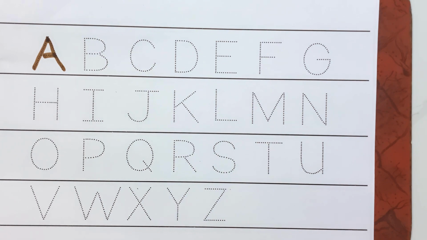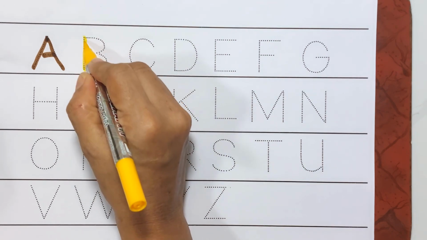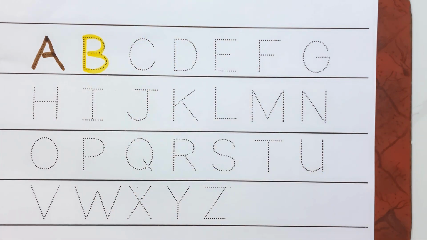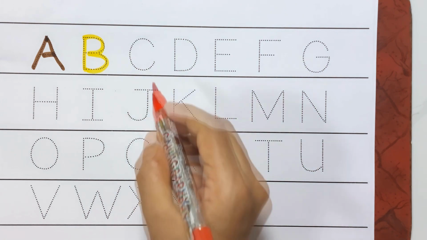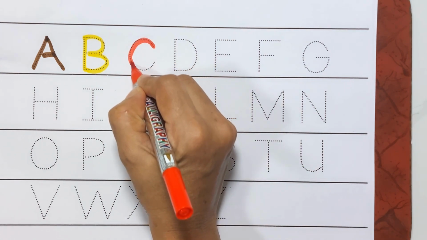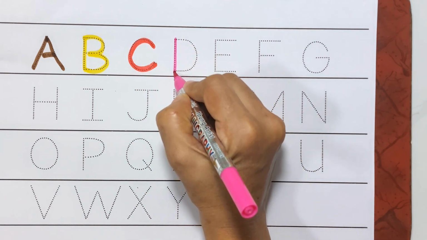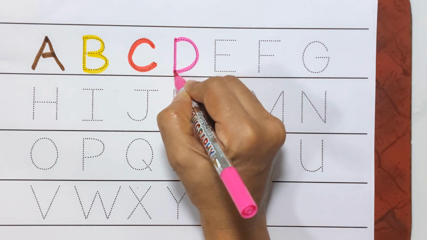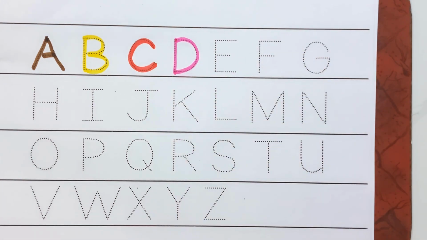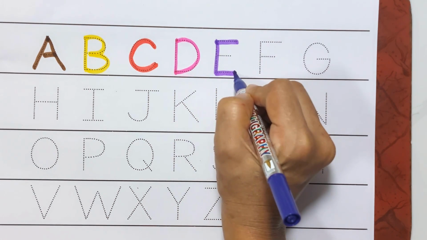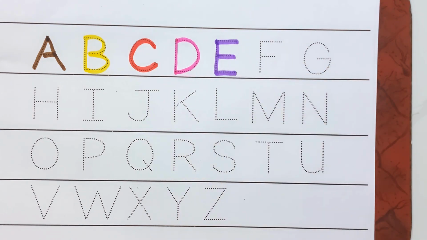A for aeroplane. B for banana. C for cat. D for doll. E for elephant.